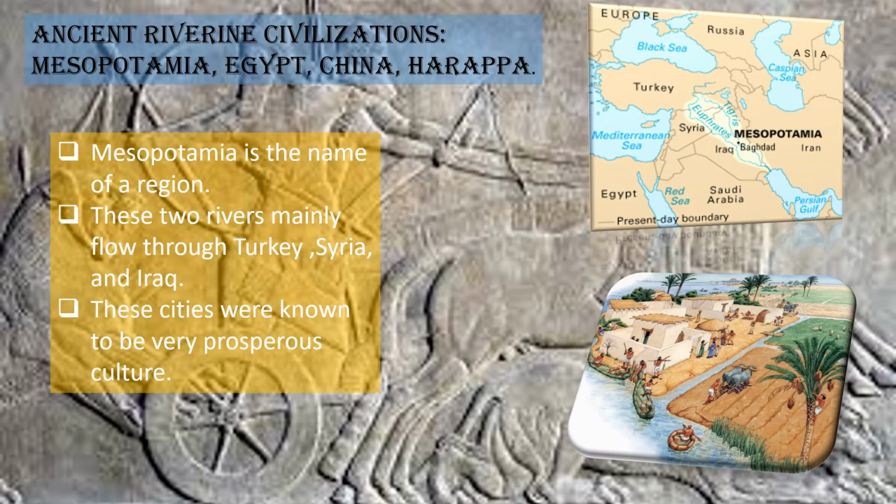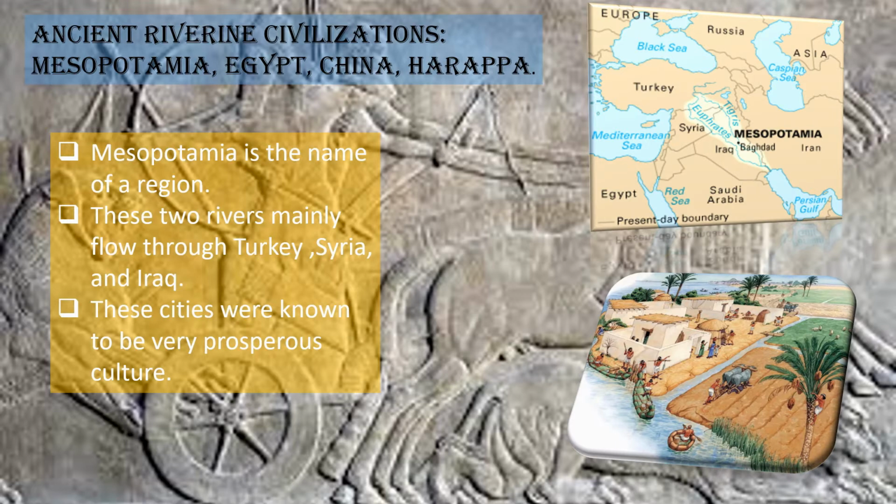Mesopotamia is the name of a region and not any particular country. It means the land between two rivers. Ancient Mesopotamia was the land between the two rivers Tigris and Euphrates. These two rivers mainly flow through Turkey, Syria, and Iraq.